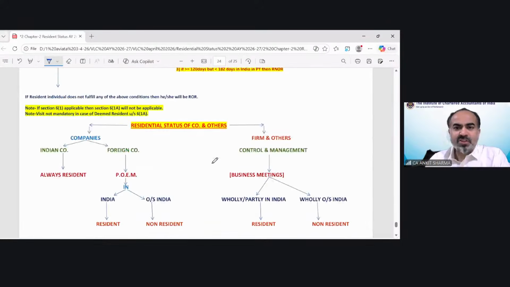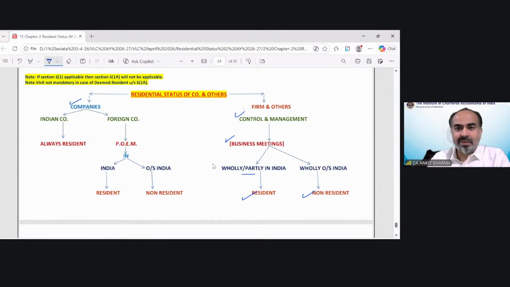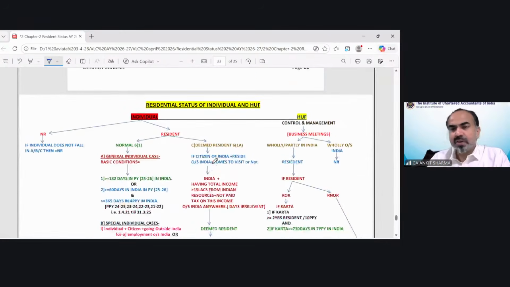So you can see in case of a firm and others, for control and management, we have to check the business meeting, wholly or partly in India, resident, non-resident. The company case diagram is over here. You can go through it. Now, if you see the HUF case: control and management, business meeting, wholly or partly in India, resident; outside India, non-resident. If resident, then ROR, RNOR. We will discuss that point.